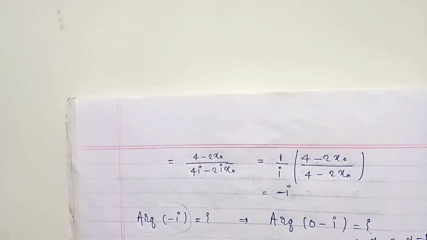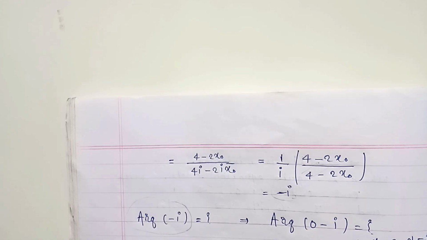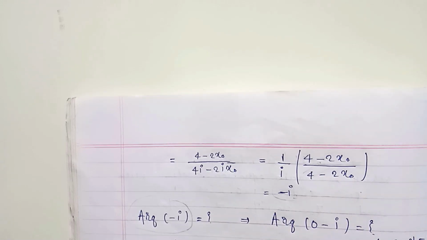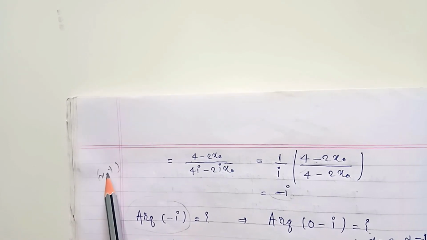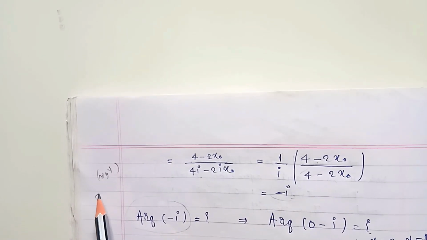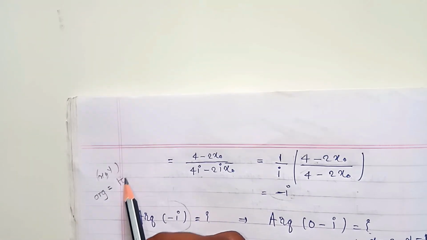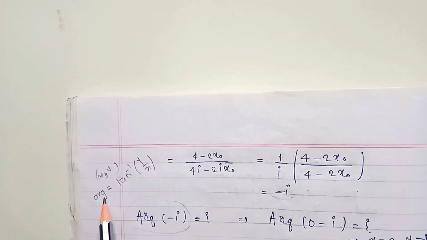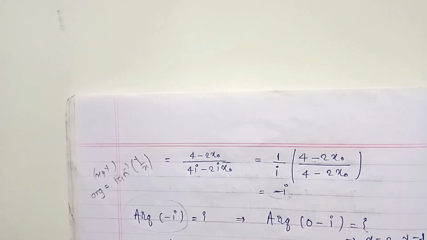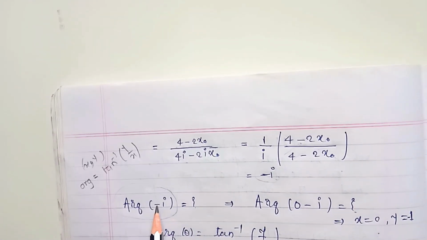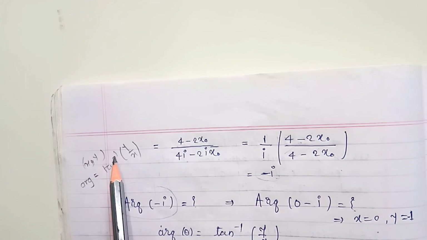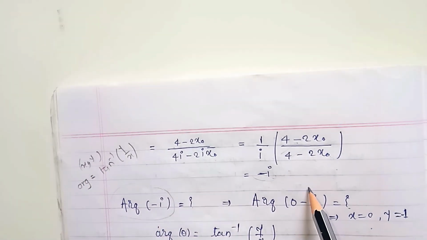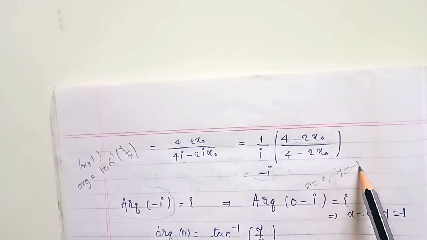Now for finding the argument of any complex number, when we have x, y as an ordered pair, we use tan theta equals y by x, so theta is tan inverse y by x. This is the standard result that we use here. So the argument of negative i can be written as the argument of 0 minus i. We need it in the form of an x, y ordered pair, so x is 0 and y is negative 1.